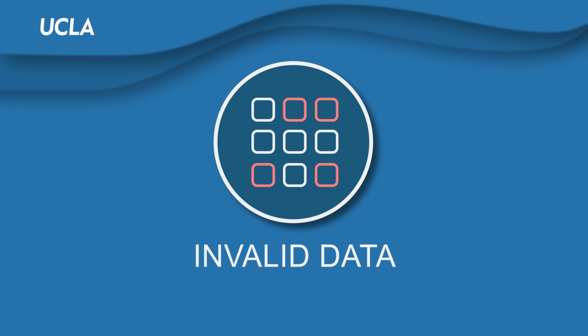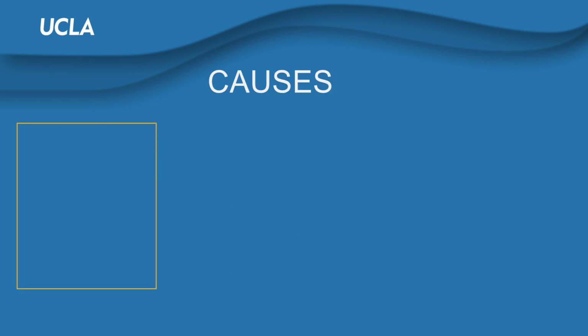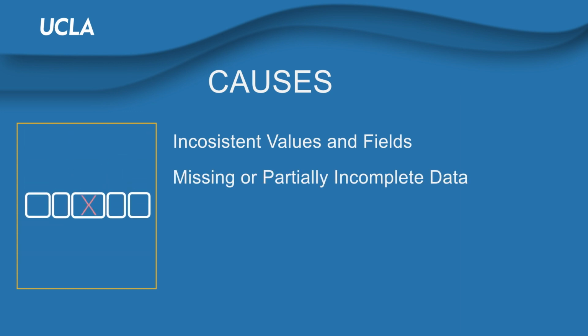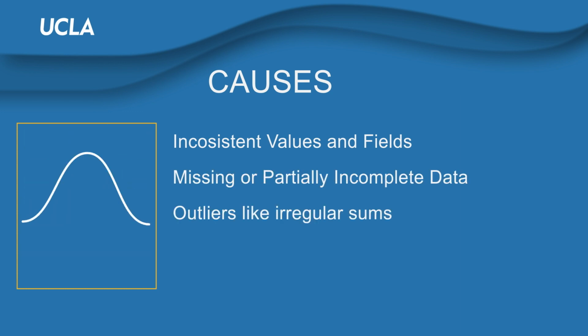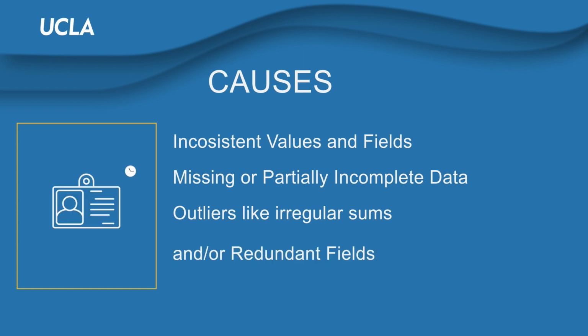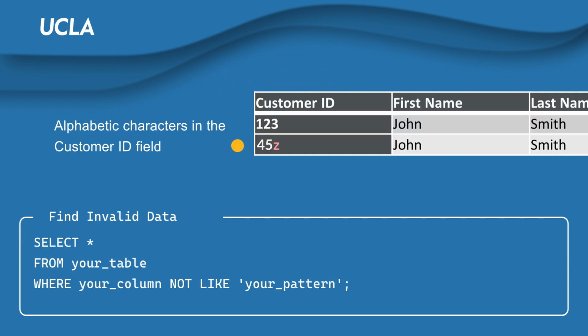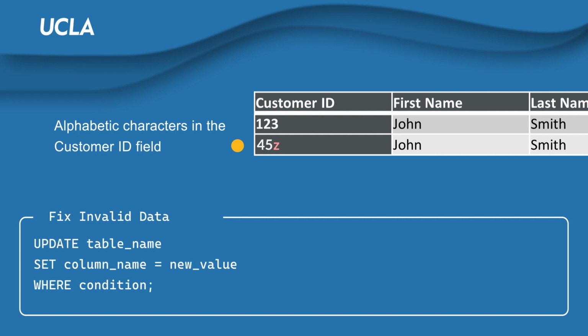Some transactions simply contain invalid data. Some examples include inconsistent values in fields, missing or partially incomplete data, outliers like irregular sums, and/or redundant fields that may be obsolete or outdated. In the example of incorrect data values, such as alphabetic characters in a numeric field, you can use a find query for any data type that violates a pattern you set. Then you can update the field.